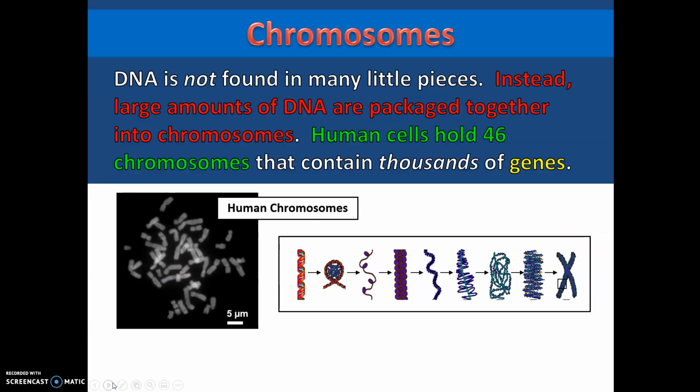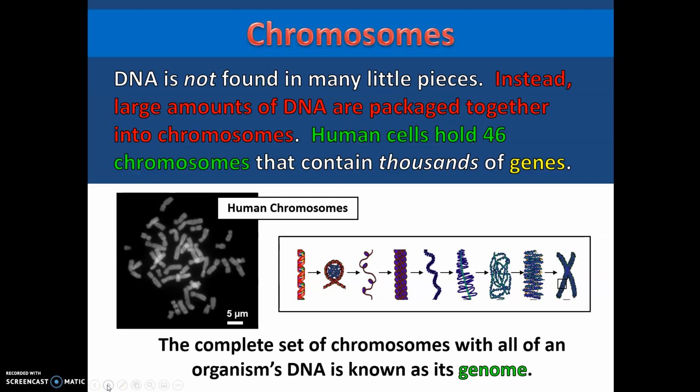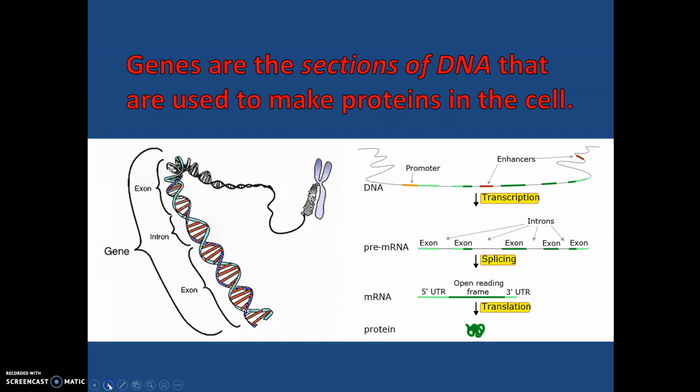So DNA is not found in many little pieces. Instead, it's in large amounts of DNA that are packed together into something called chromosomes. Human cells will hold 46 chromosomes, but they contain thousands of genes. And the complete set of chromosomes with all the organism's DNA is known as its genome. So genes are the section of DNA that are used to make proteins in the cell. So here we might have just the whole DNA, and then in the chromosome, and we'll just take a section of it, and then we will get that information for whatever protein the cell needs.